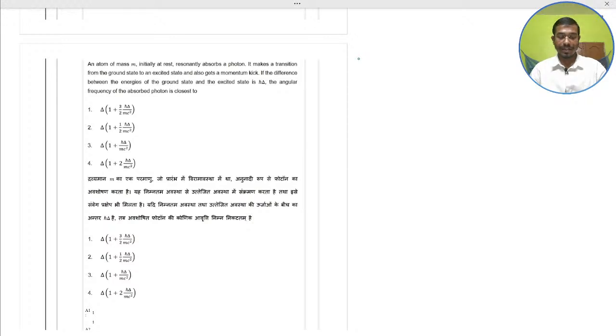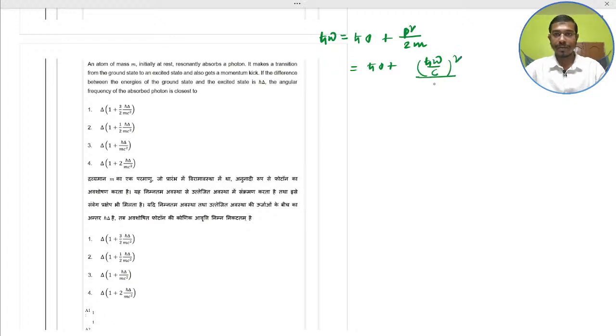So here the energy of the photon equals the energy difference between the two states plus the kinetic energy. The energy of the photon is h cross omega. This is given, the energy difference is given h cross del plus p square by 2m, the kinetic energy. So by conservation of momentum, p equals h cross omega by c. Put this value: h cross del plus h cross omega by c whole square divided by 2m.